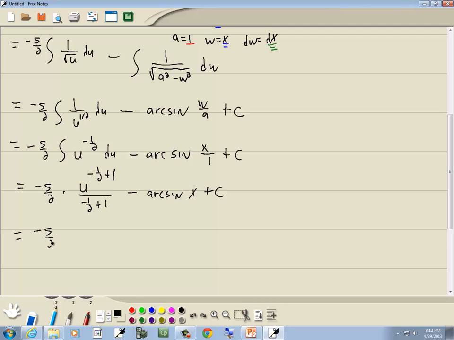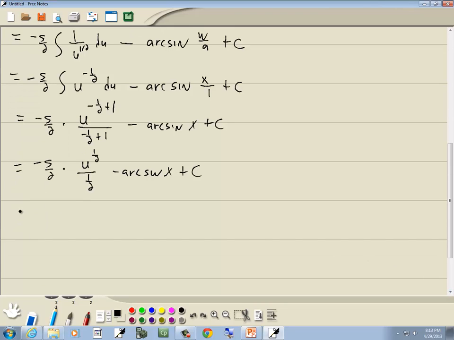Okay, so we got negative 5 halves times negative 1 half plus 1 gives us 1 half over 1 half minus arc sine of x plus c. If you got a single fraction down your denominator, you can flip it and multiply it times your top part, so the 1 half becomes 2 over 1 times u to the 1 half minus arc sine of x plus c. Those 2's would cancel, and I have negative 5, and u to the 1 half is the square root of u, minus arc sine x plus c.